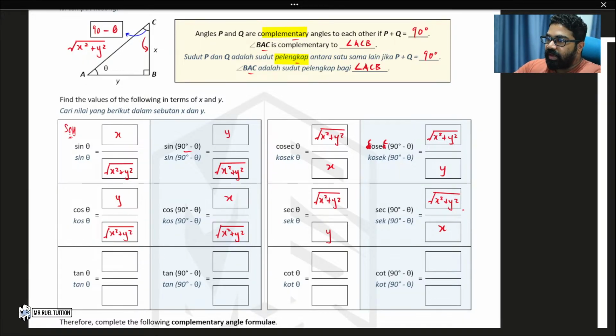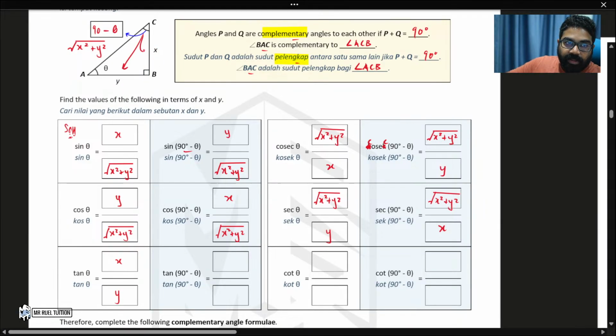Okay, now we do for tangent pula. What is tangent of theta? Tangent theta opposite over adjacent. Bagi theta, sisi bertentangan dia ialah x. Adjacent is y, right? So x per y. What about 90 minus theta? Macam mana pula dengan 90 tolak theta? Opposite is y, adjacent is x. Bertentangan y, bersebelahan x.